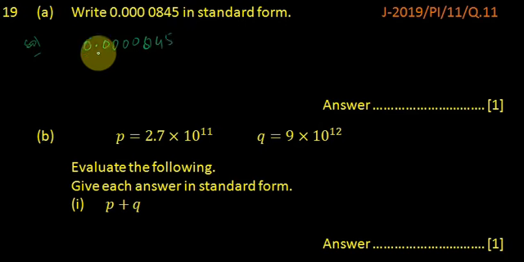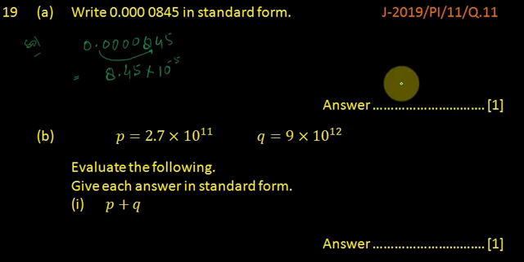In standard form, we insert the decimal just after the first non-zero number, and if it is 0 before the number, we do not count it. So 8.45, and multiply by 10 to the power of how many places we have moved the decimal from left to right: 1, 2, 3, 4 and 5. So it becomes 10 to the power minus 5. Now the standard form is 8.45 multiplied by 10 to the power minus 5.